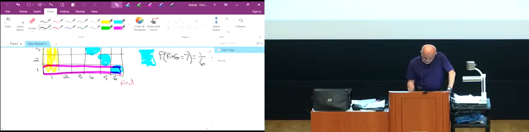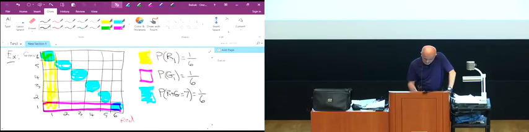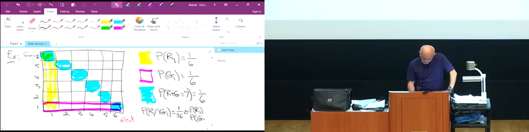So, do you agree that R1 and G1 are independent? The red die came 1, the green die came 1. The probability of their intersection is what? 1 over 36. And is that equal to the product of the individual ones? Yes. Equals P of R1 times P of G1.